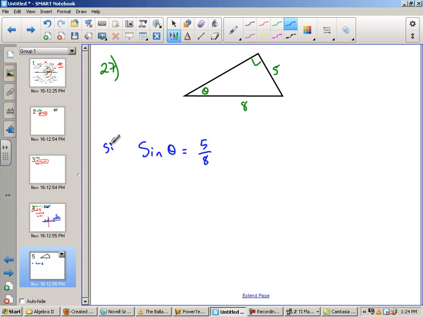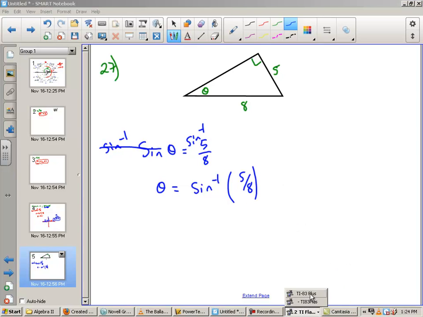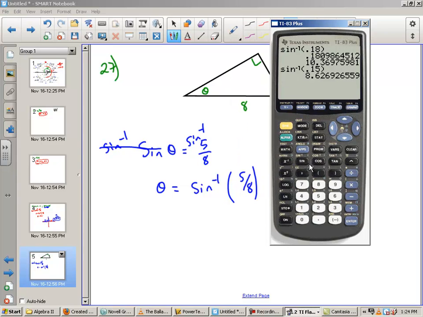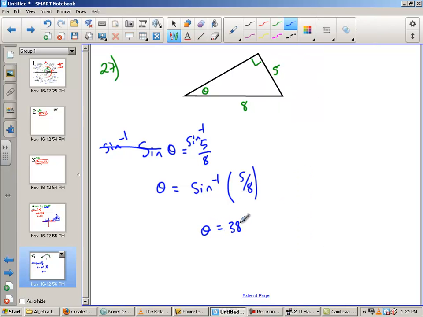How do I get theta alone? I use the sine inverse to both sides. So the sine and sine inverse cancel, and theta equals the sine inverse of 5 over 8. And I'm thinking that we want this in degrees, so I'm going to grab my calculator, pull it up, and find the sine inverse of 5 over 8, and hit enter. I end up with 38.7. So I'm going to say that theta equals 38.7 degrees, and I am pretty happy with that.